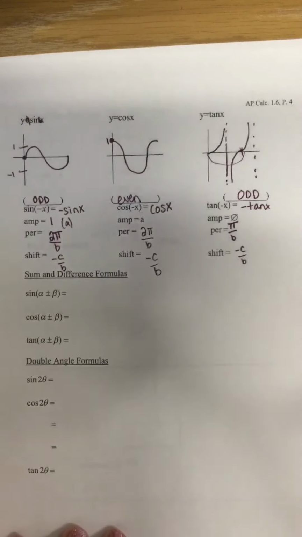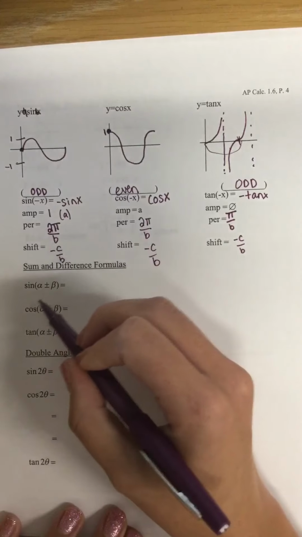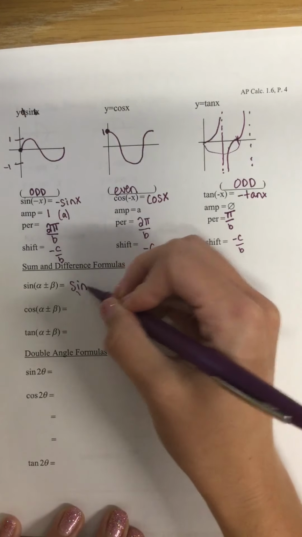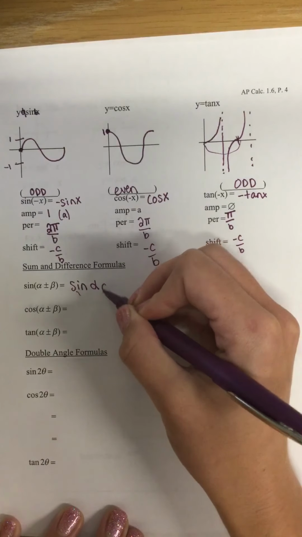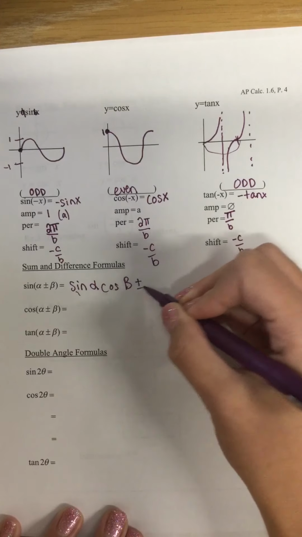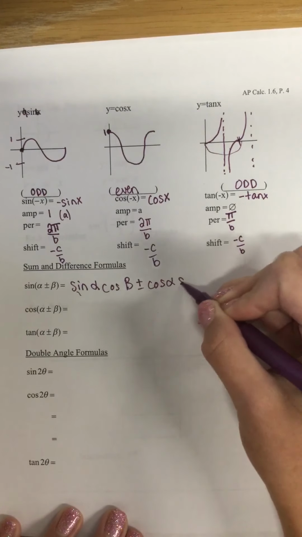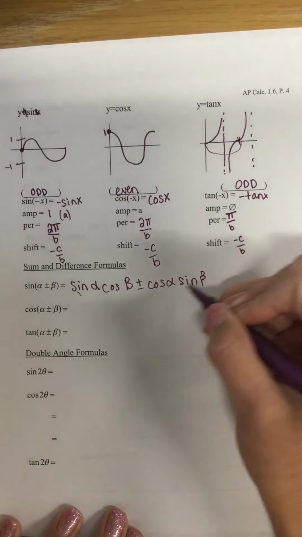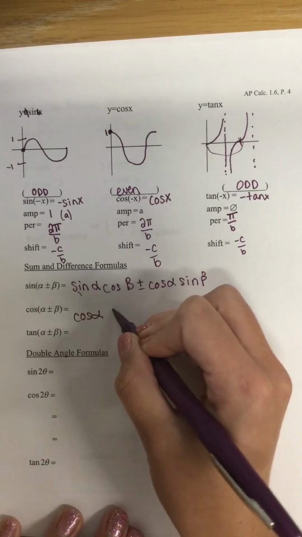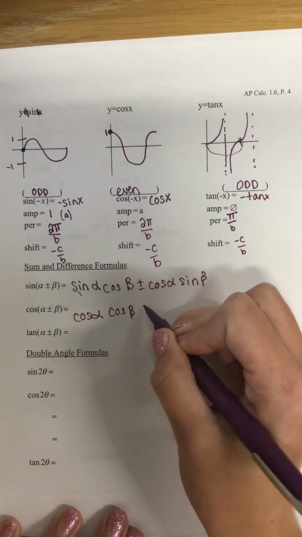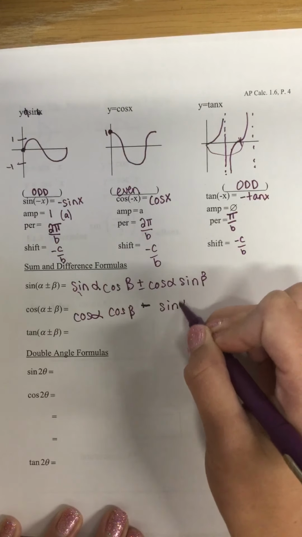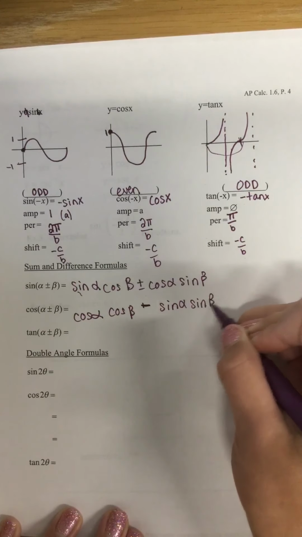Okay, these are important to commit to memory. Your sum and difference formulas, sine of alpha plus or minus beta is, and this could be any values that you're plugging in, sine alpha, cosine beta, plus or minus cosine alpha, sine beta. Cosine alpha plus or minus beta is cosine alpha, cosine beta, minus sine alpha, sine beta.